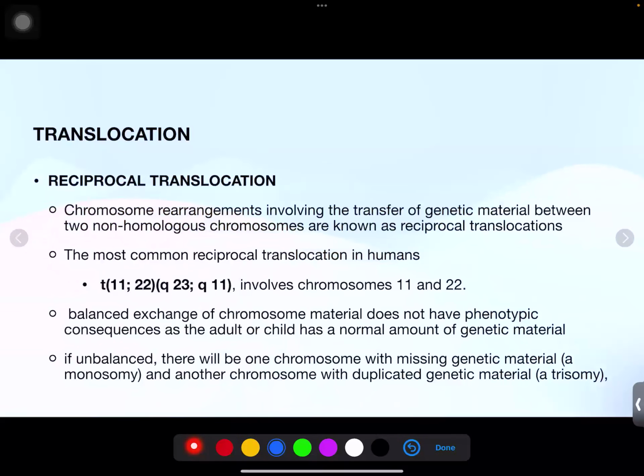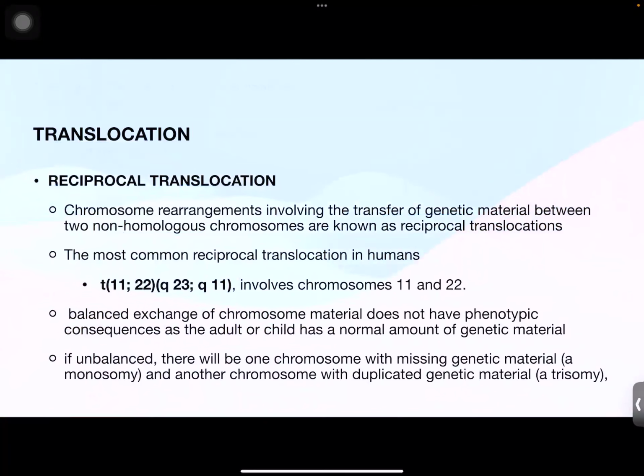Okay, so let's move on to the second mechanism of aneuploidies. The first mechanism was non-disjunction, which was non-separation. Then there is another mechanism called translocation. There are 2 types of translocations. You just have to have a basic understanding of these things. You don't need to memorize these translocations. I will tell you what will be asked in the exam. Reciprocal translocation is a chromosome rearrangement involving the transfer of genetic material between 2 non-homologous chromosomes. This is called reciprocal translocation.